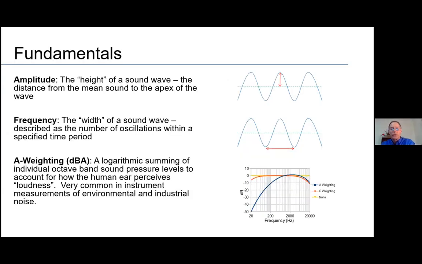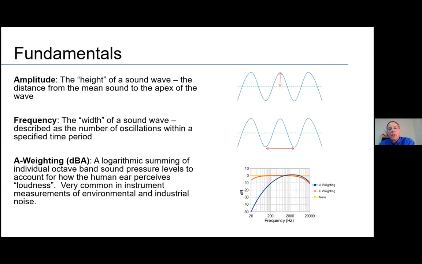And there's really three critical aspects or fundamental principles of noise or sound that really come into play. The first is amplitude, and amplitude is the height of a sound wave, as you see represented in the little graphic on the right-hand side. And so that's the distance from the mean of the sound wave to the peaks, either positive or negative peaks from the mean.